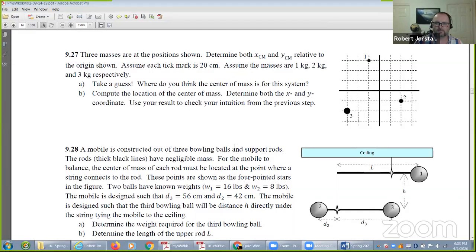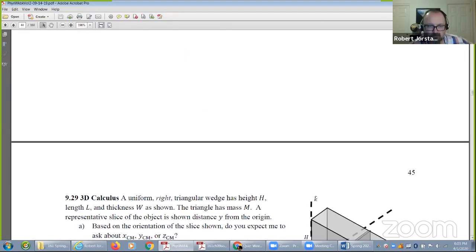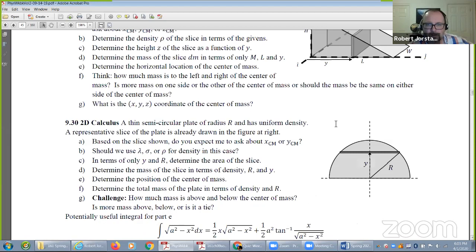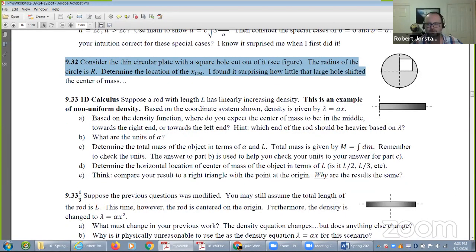If you want to, you could do this problem 9.28 at home, and that's great. I'm going to skip around a little bit, and I want to look at 9.32 for fun. That's at the middle of page 46. It's this one right here. I'm going to scroll down just a little bit more.